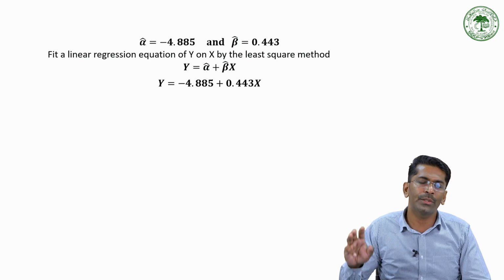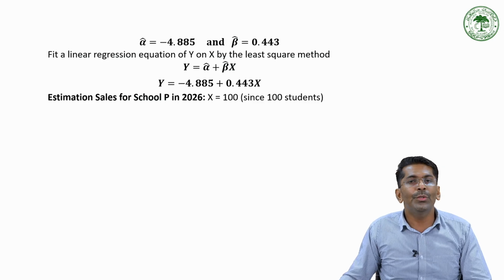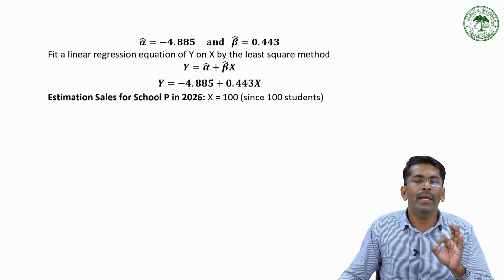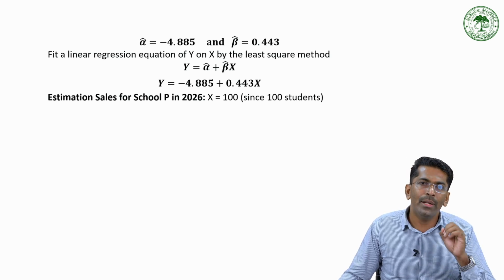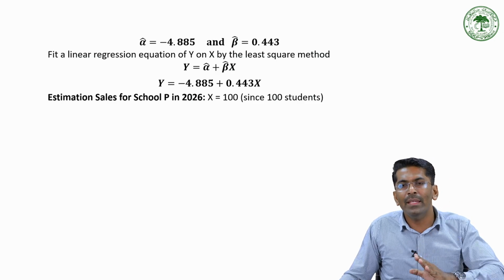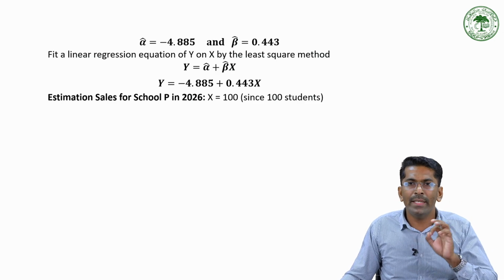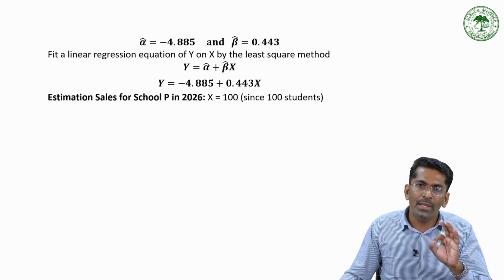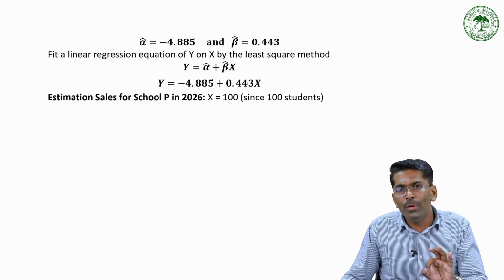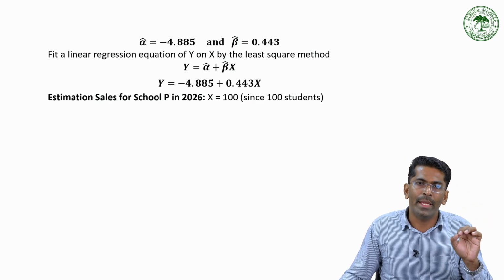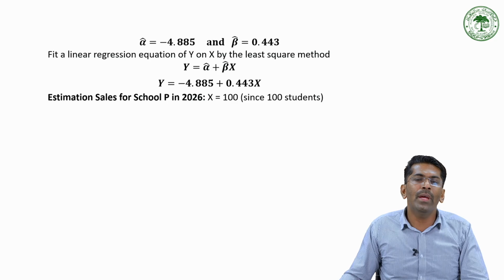After calculating the regression equation, we want to estimate the sales of school P in the year 2026 with the given value of x. We have already said that regression equations are actually used to estimate or predict the value of the dependent variable with the given value of the independent variable. The same case we are addressing here. We have the known value of x, and based upon it we are going to calculate the unknown value of y. So we are going to substitute x equal to 100 in the given regression equation.